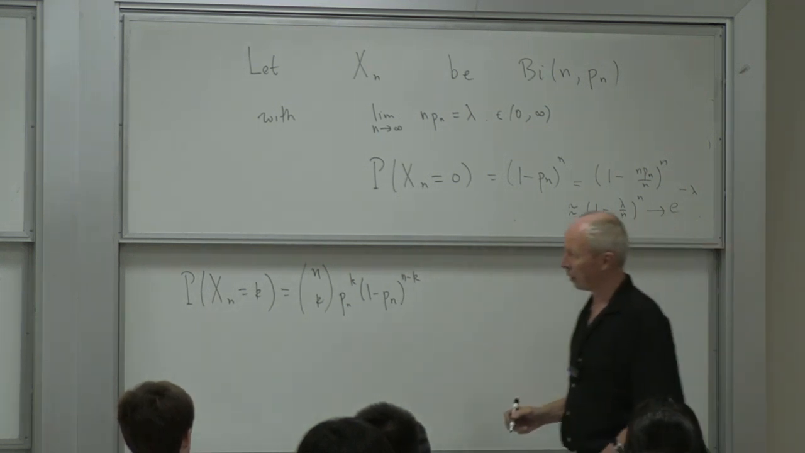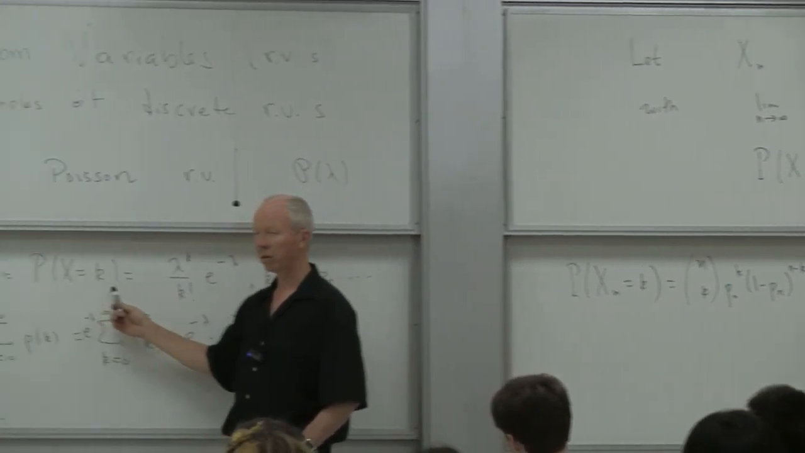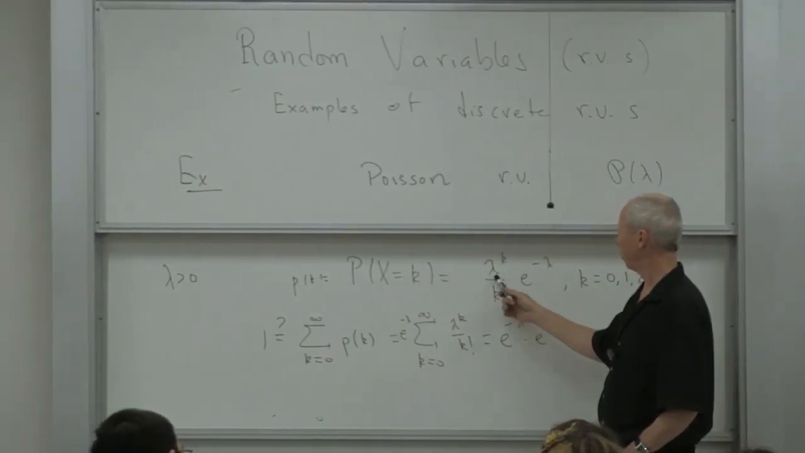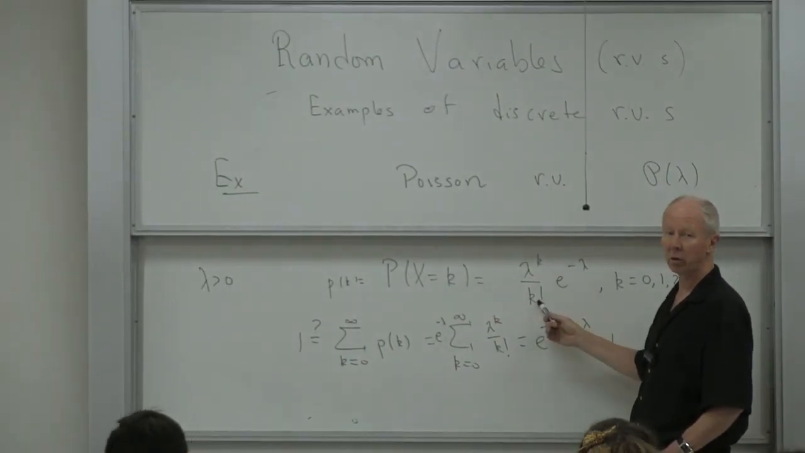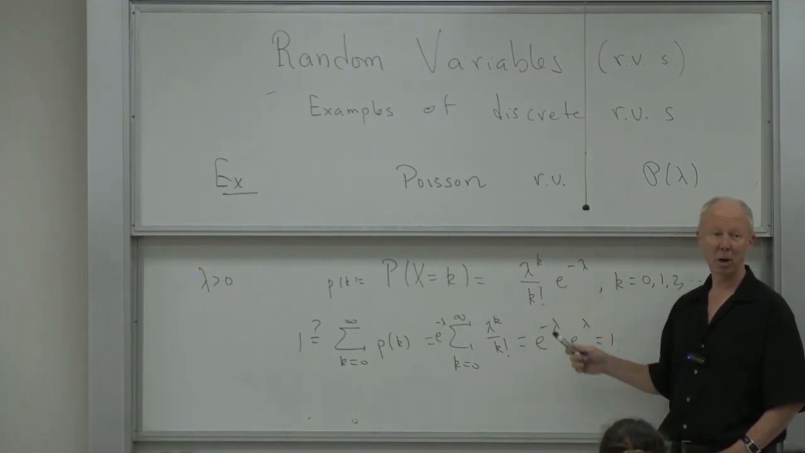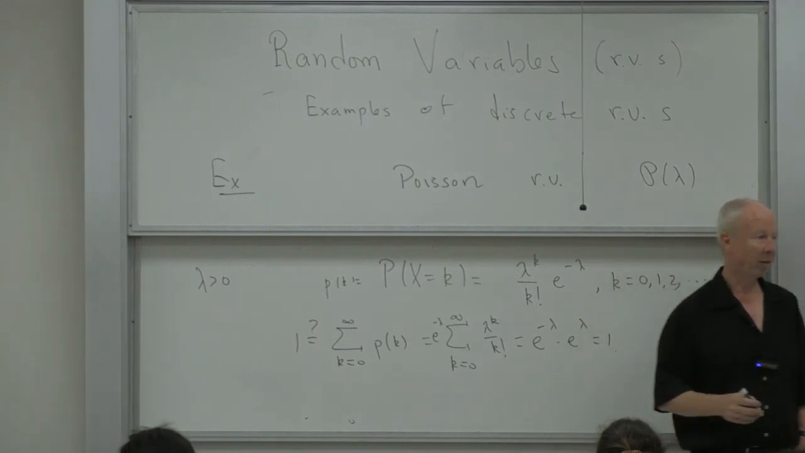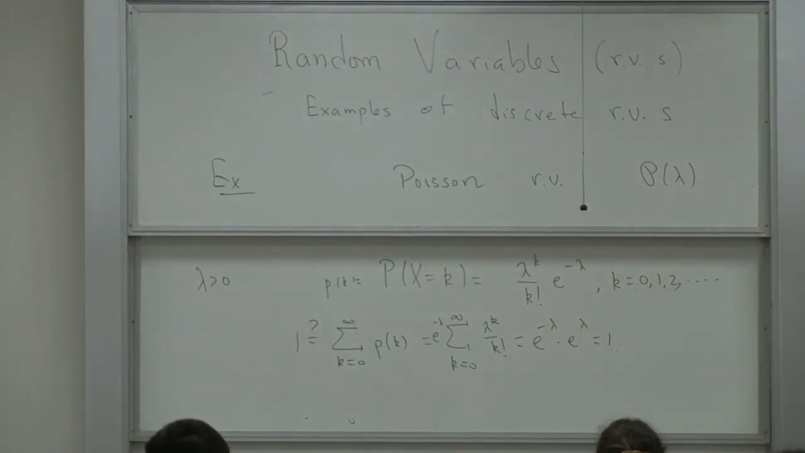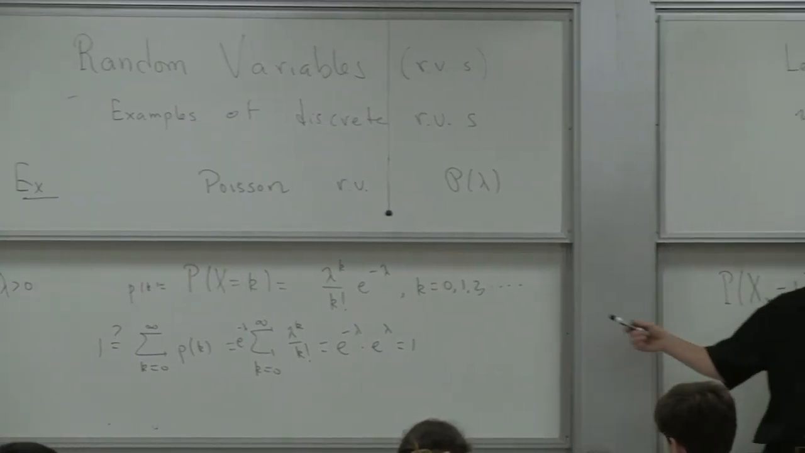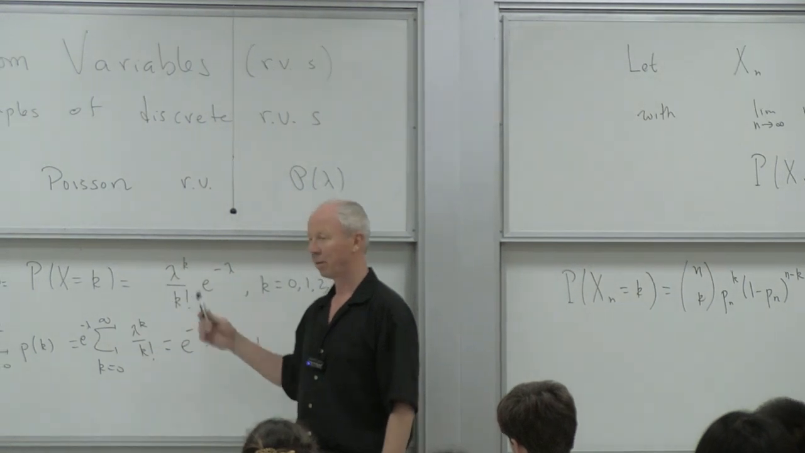Okay. If X is Poisson, what's the probability X is equal to 0? Lambda to the 0 is 1. 0 factorial is 1. E to the minus lambda. So these have the same probability of being 0. So when n is large, the probability Xn is 0 is approximately the same as the probability that a Poisson random variable with parameter lambda is 0.